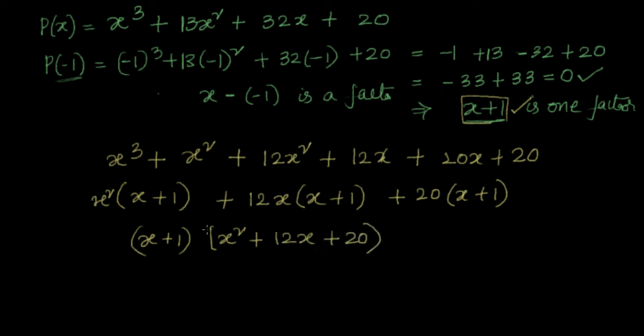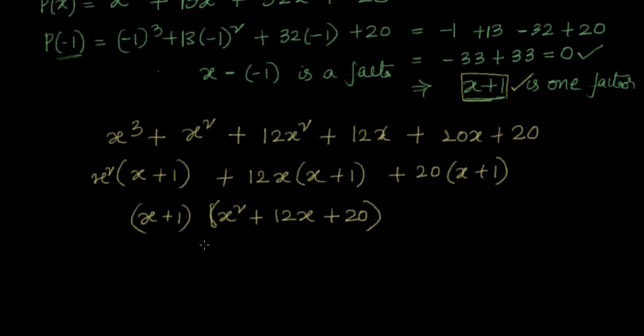Now we have reached one stage. Now we have to go further. We have found one factor. Now I have to take this and find it out. I look at only this part, that is x square plus 12x plus 20. As I said earlier, if all the terms' coefficients are positive, then you have to go for the negative values. So let's try for x equal to minus 1.